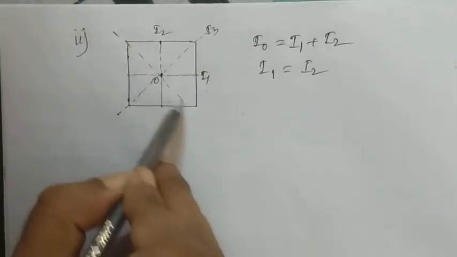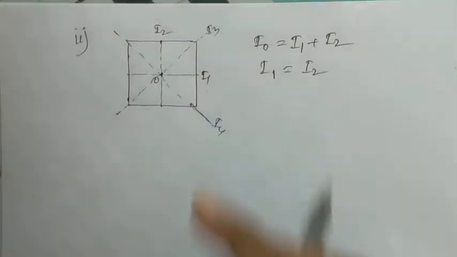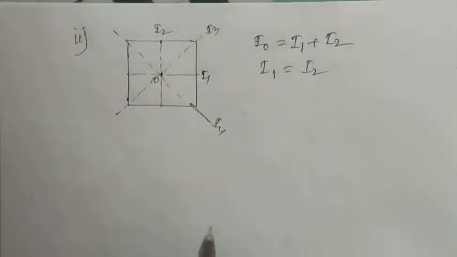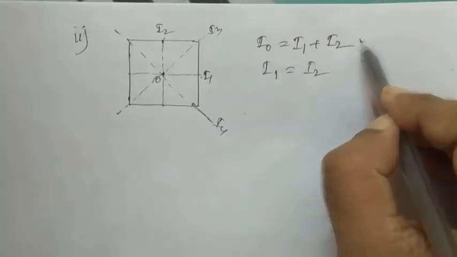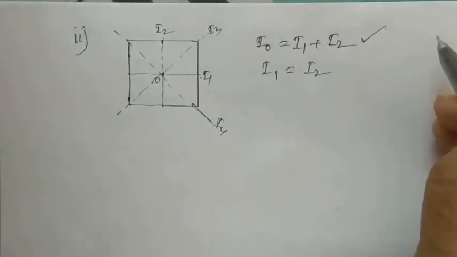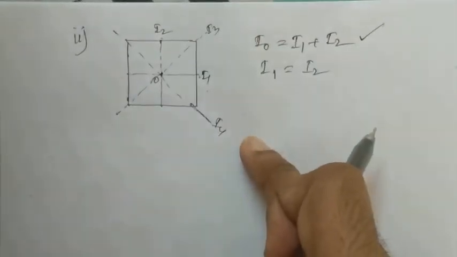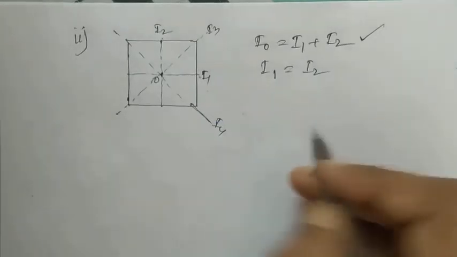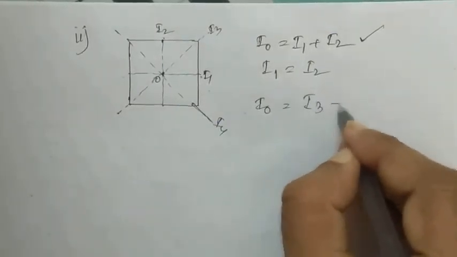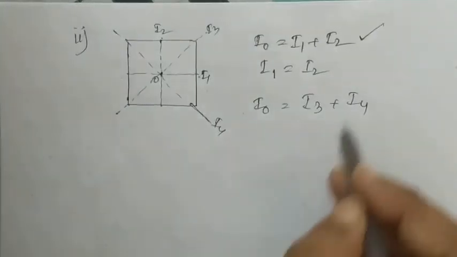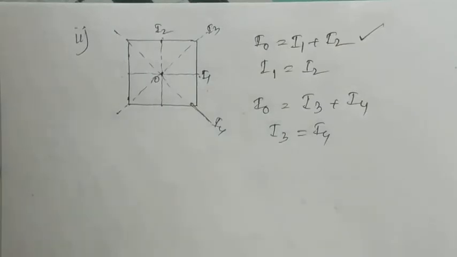Now if we take another two axes like this, name this as I3 and name this as I4. Now these two axes are also perpendicular to each other. These two axes were perpendicular to each other, so we had applied the perpendicular axis theorem here. Now these two axes I3 and I4 are also perpendicular to each other, so we can apply the perpendicular axis theorem to find out IO, that is I3 plus I4. In this case also, by symmetry we can say that I3 is equal to I4.